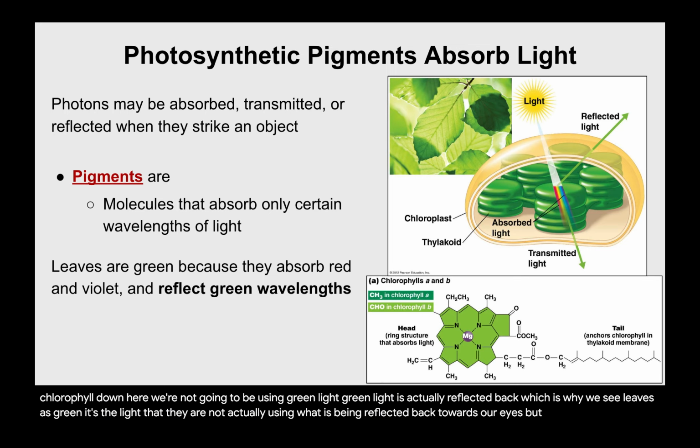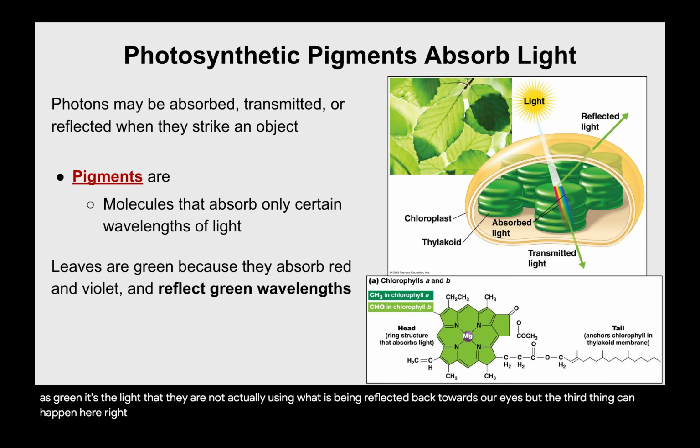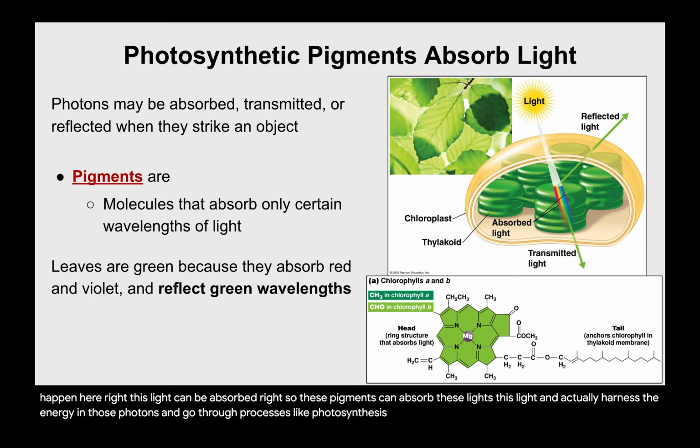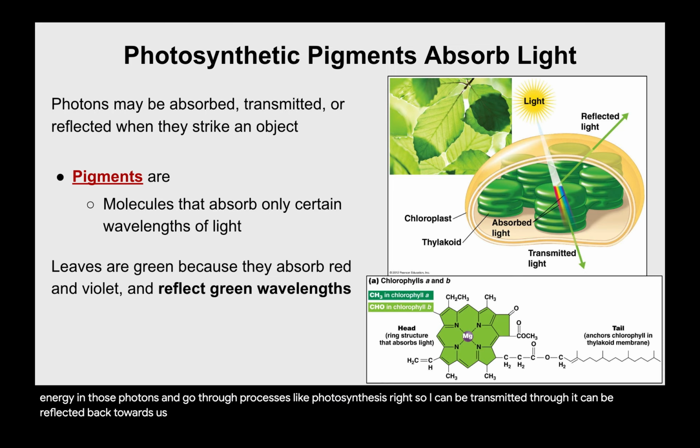But a third thing can happen here. This light can be absorbed. These pigments can absorb this light and actually harness the energy in those photons and go through processes like photosynthesis. So light can be transmitted through, it can be reflected back towards us, or it can be absorbed and actually used.